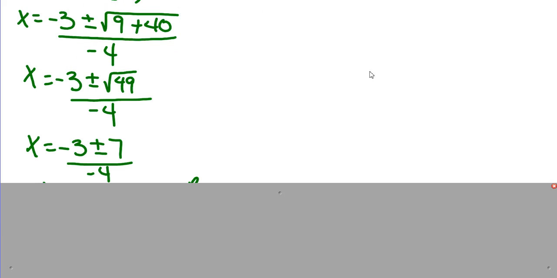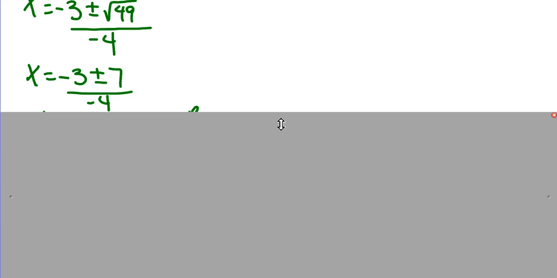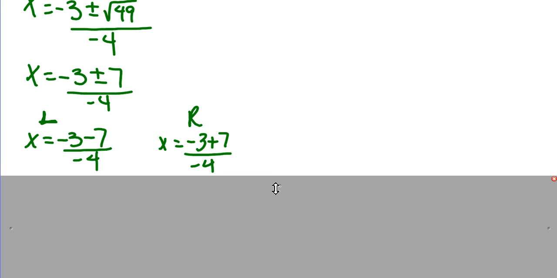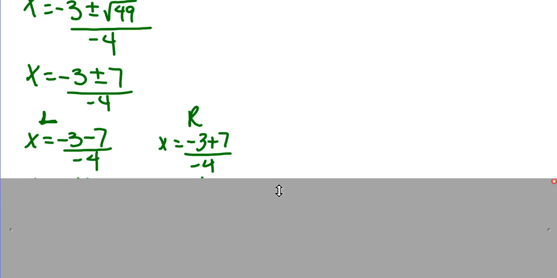So let's think about going to the left and right that distance. Again, going to the left would be your subtraction, going to the right would be your addition. We simplify each numerator and then compare it to the denominator. So on the left, negative 3, negative 7, that would be a negative 10 over negative 4. Going to the right, negative 3, positive 7, they combine and give you a positive 4 over negative 4.